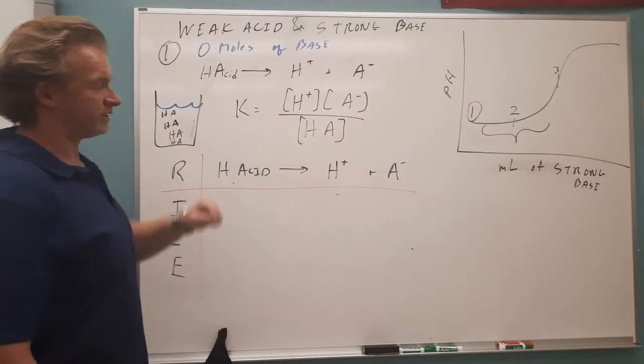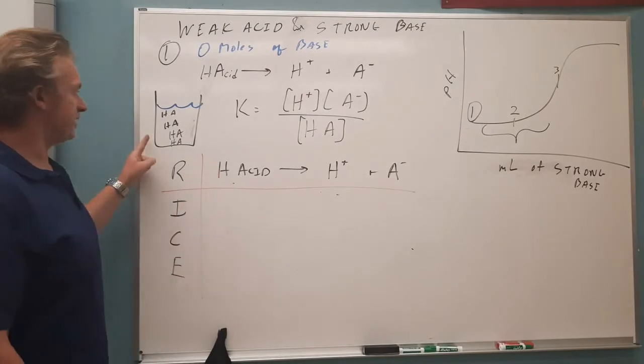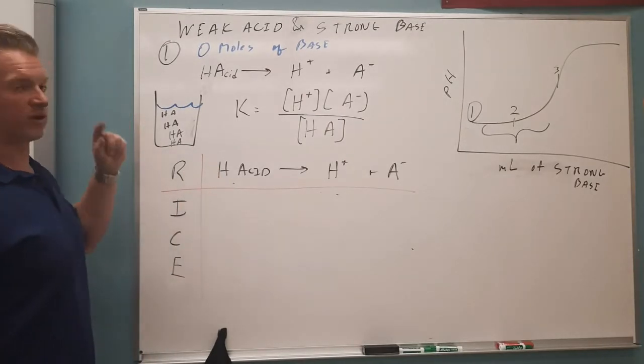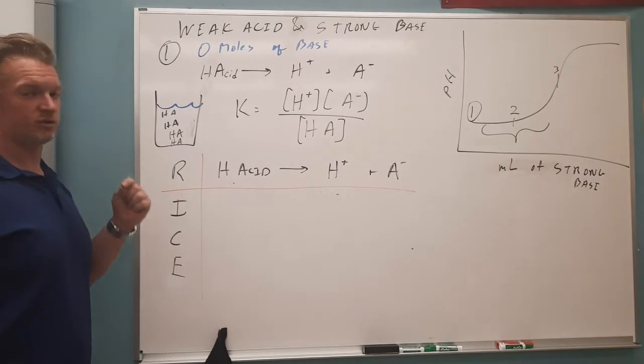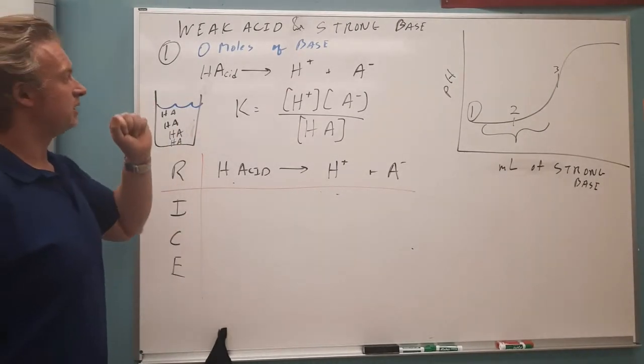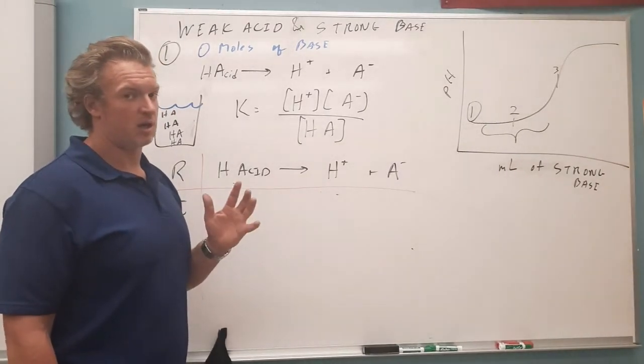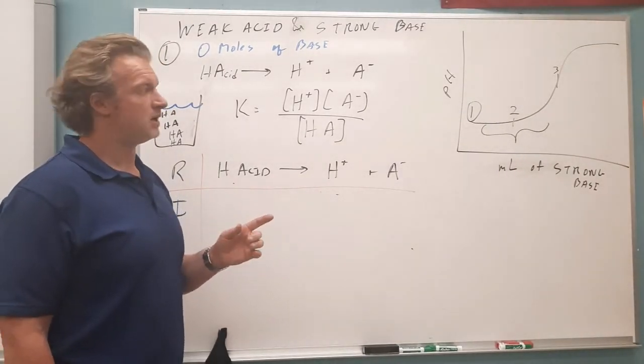Point 1 in a titration experiment is when you have your acid in the beaker and there is 0 base added to the reaction. So times 0, very much times 0. We will use a rice table to solve for the pH at this point.